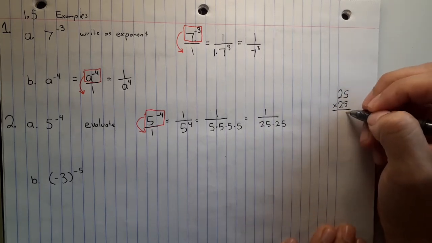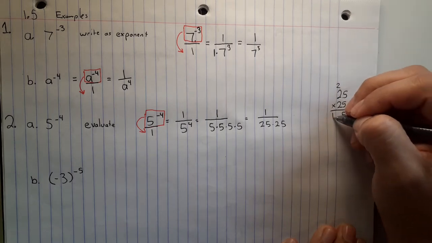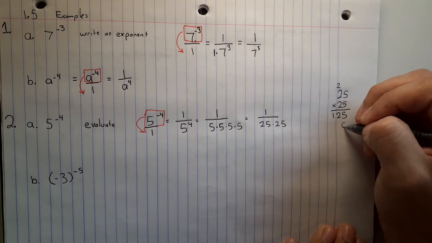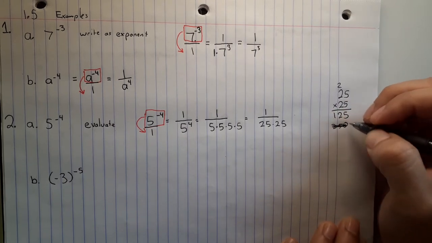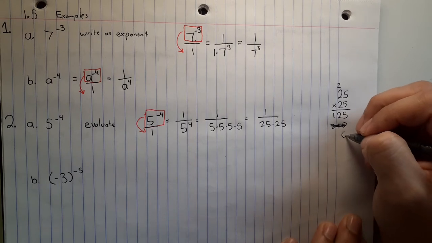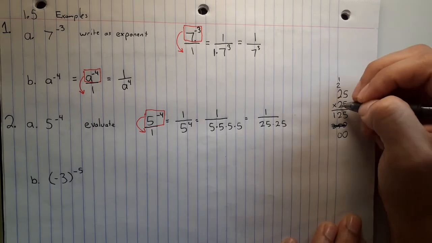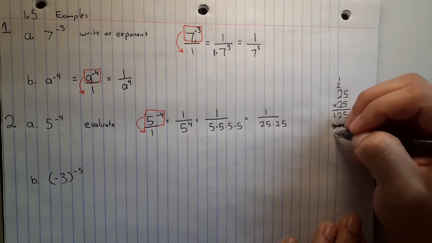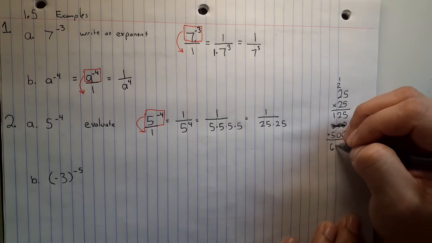So 5 times 5 is 25. Nope, sorry, trying to do this too quickly. That's how mistakes are made. 25 times 25: 5 times 5 is 25, 2 times 5 is 10, 2 times 2 is 4 plus 1. I was right. It was 625.